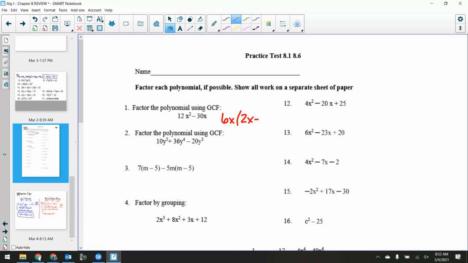6x, 2x minus 5 for my final answer for number 1. Good. All we need to do is pull out the 6x. That's my GCF. It's got 2 terms and it's a difference, but they're not perfect squares. So we're done. Good. Thank you, Taylor. Number 2, Mr. Schrobeck. Good.